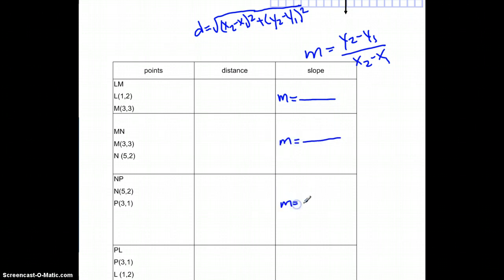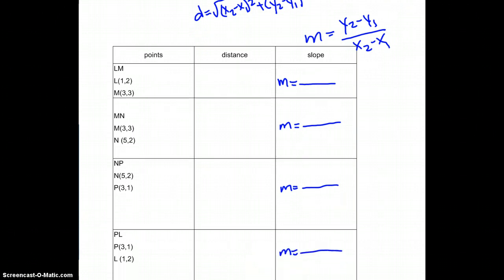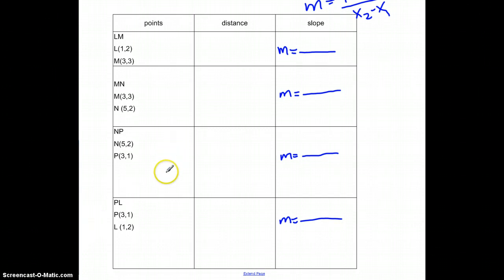Now I just want you to take a look at how I set up this table, because this is something I would think most people would be pretty successful at using. And all I've done here is if I want to find how long the side is from L to M, I've actually just listed my points. And actually putting them right above each other is kind of helpful, because when I go to do slopes, it's y's minus x's. So if I do y's, it'd be 3 minus 2.